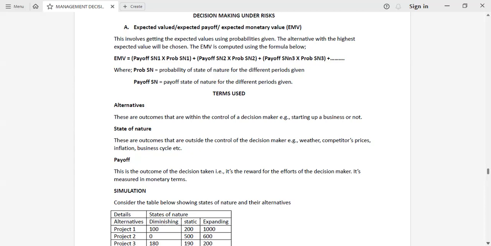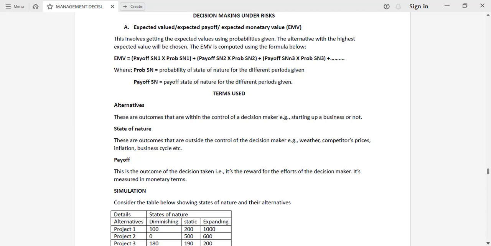That's what we call the expected value or the expected monetary value. We say this probability of the state of nature for the different periods. The state of nature is always going to be given to us. Let's first look at the terms that we have under decision under risk. We have alternatives.